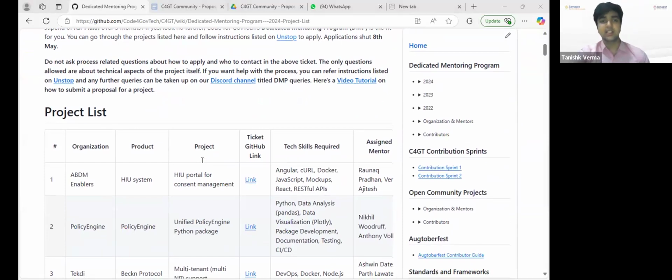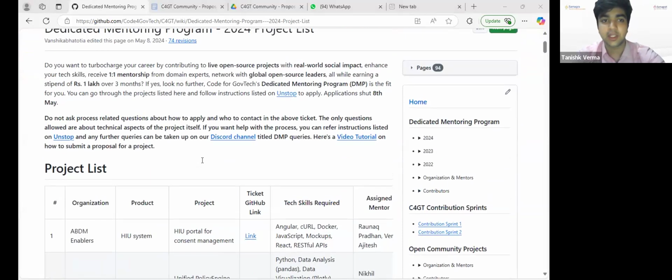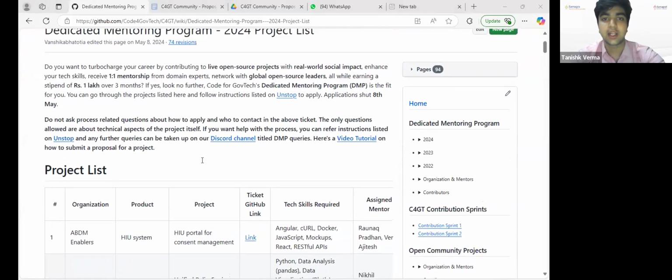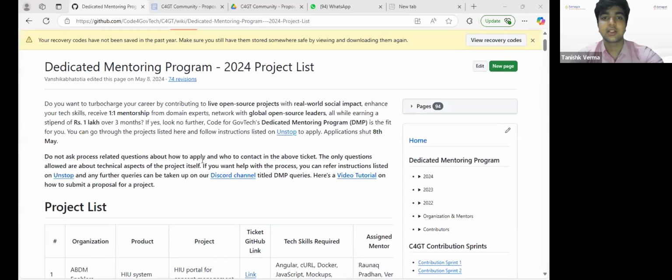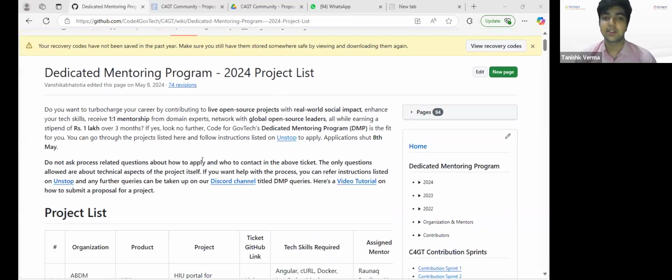And what you see is the list from DMP 2024, where there are 103 projects across both coding and design tracks. So what you can do is, when the applications go live, this project table also goes live on our GitHub wiki page. The link will be shared shortly on our social platforms.